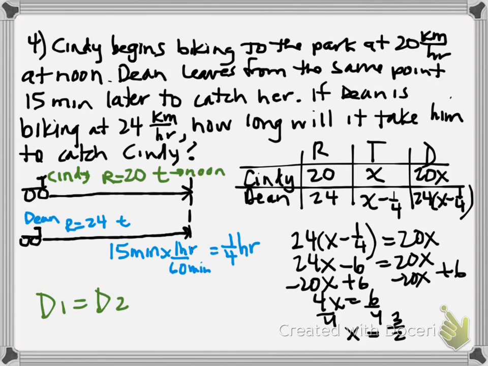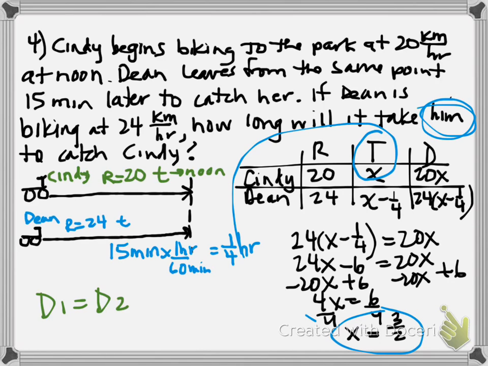Now this represents how long it takes Cindy. So this is representing Cindy's time. But the question asks for how long will it take him. So what we're going to do is take that value we got for Cindy's time and plug it in to Dean's time. So we've got 3/2 minus 1/4, I'm going to change this to 6/4 minus 1/4, and the answer is 5/4.